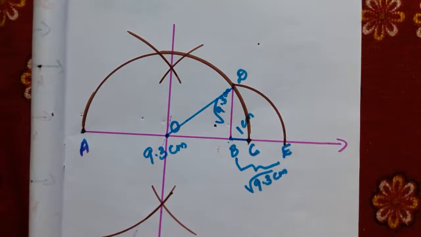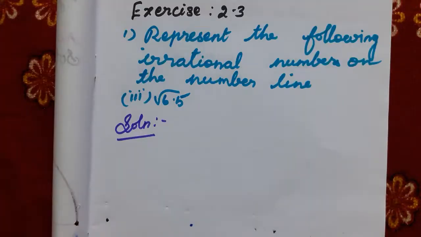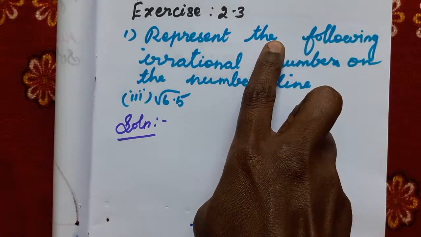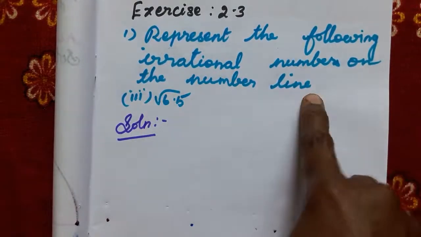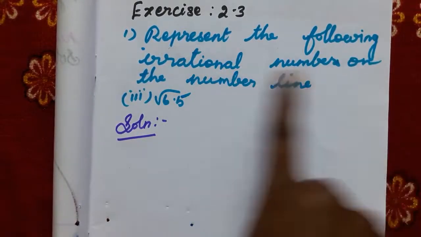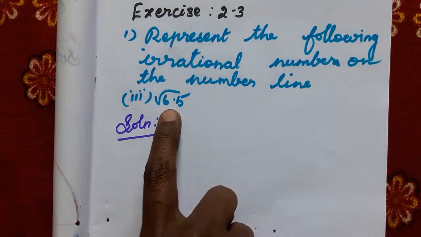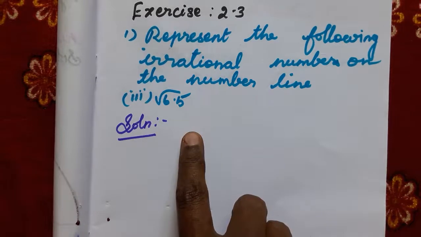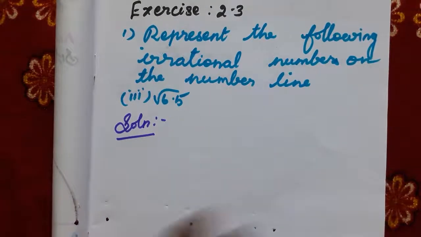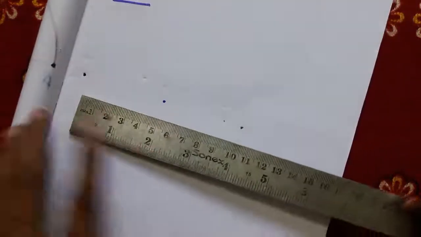Okay, same model we can do one more problem. Exercise 2.3, first problem. Represent the following irrational numbers on the number line. Root 6.5, the third problem. The first two problems you have to do as homework. Now I am going to do the third problem, root 6.5. The same procedure we have to do. First, what do you have to do? Yeah, very good. Draw a line.